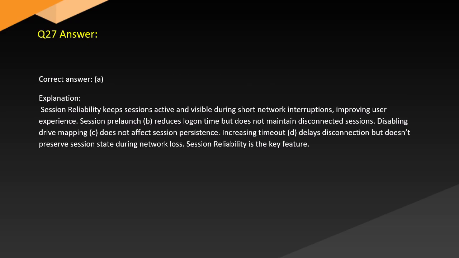Answer. Correct answer: A. Explanation: Session reliability keeps sessions active and visible during short network interruptions, improving user experience. Session prelaunch, B, reduces logon time but does not maintain disconnected sessions. Disabling drive mapping, C, does not affect session persistence. Increasing timeout, D, delays disconnection but doesn't preserve session state during network loss. Session reliability is the key feature.